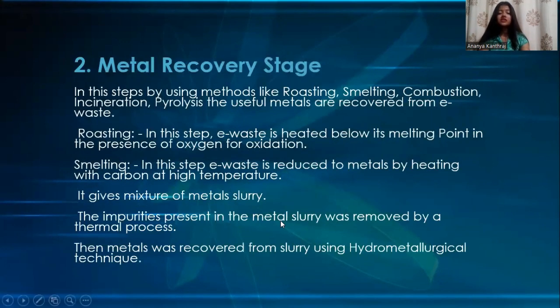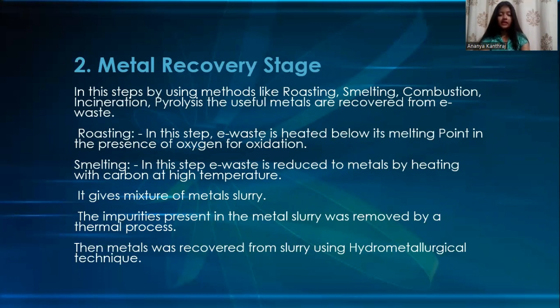So let us look into the metal recovery stage. In this stage, by using methods like roasting, smelting, combustion, incineration, and pyrolysis, the useful metals are recovered from the e-waste. So first is roasting. In this step, e-waste is heated below its melting point in the presence of oxygen for oxidation.